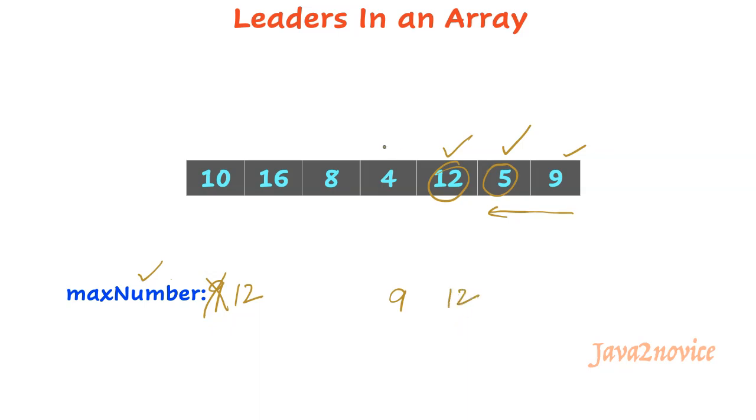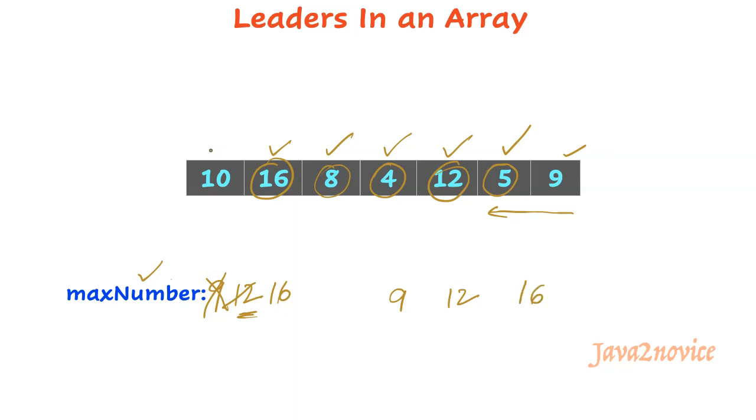In the next iteration, we will be here. 4 is the number. 4 is less than 12, so no action. 4 is not a leader. In the next iteration, 8 is the number. Again 8 is less than 12, so no action. 8 also is not a leader. In the next iteration, we are here. 16 is the number. 16 is bigger than 12, so replace the max number value with 16. And also print 16 onto the console because it is a leader.